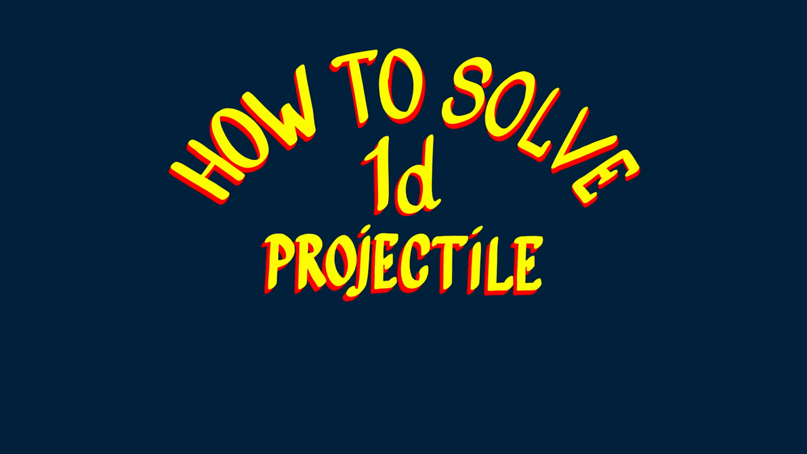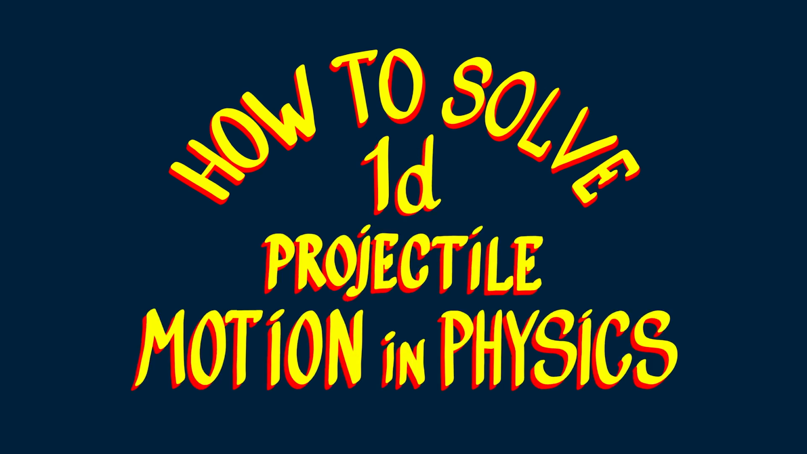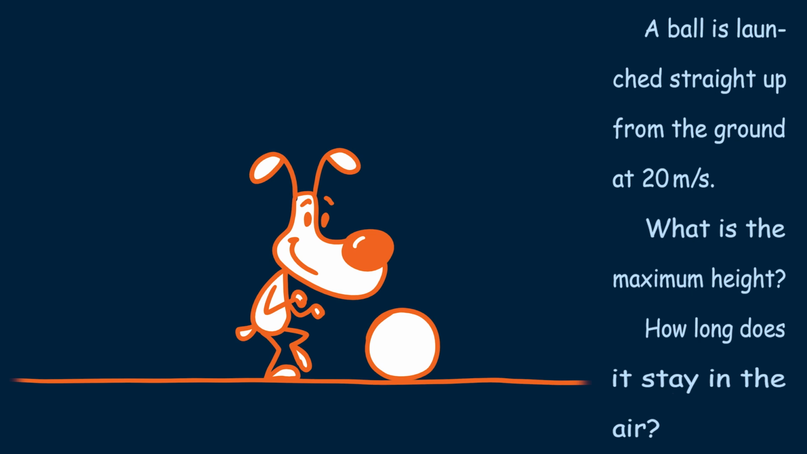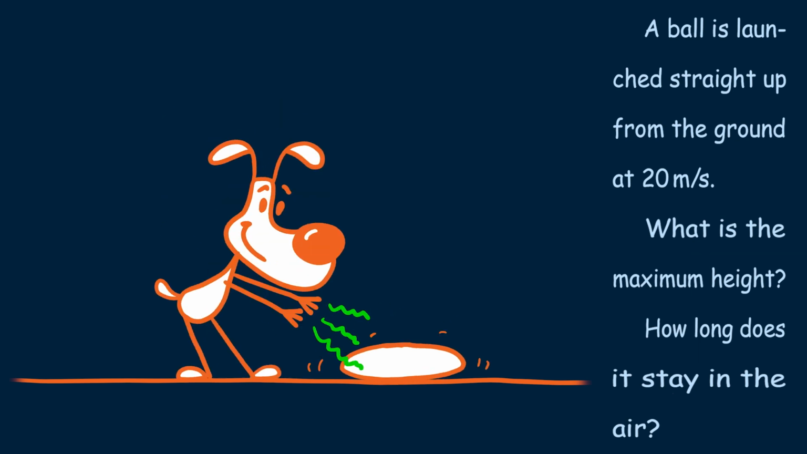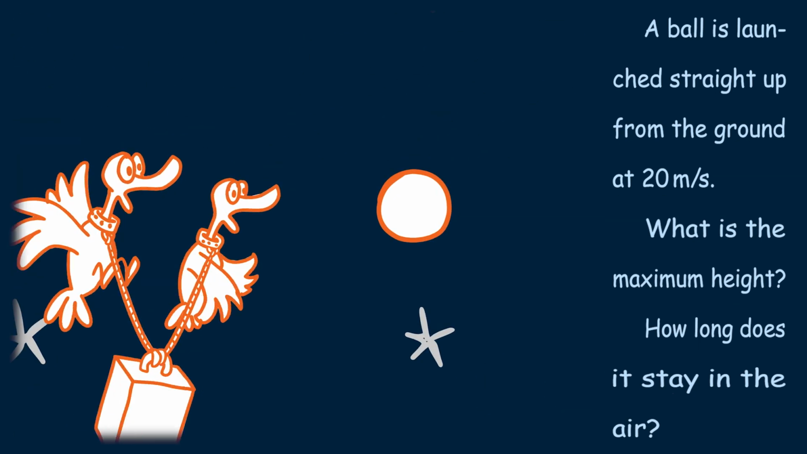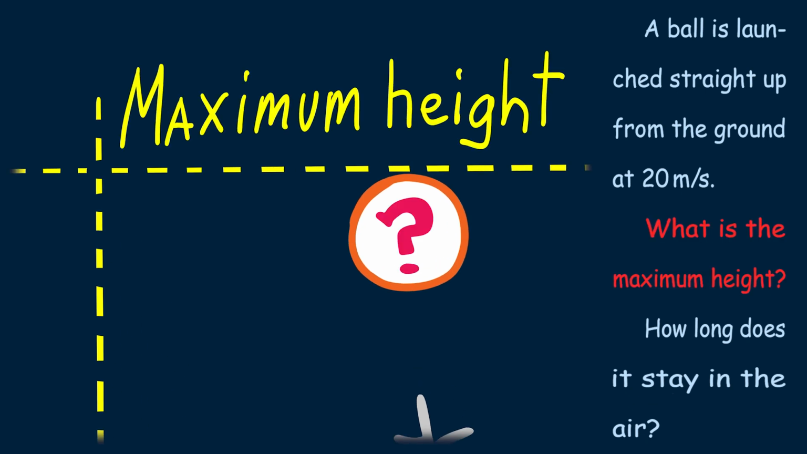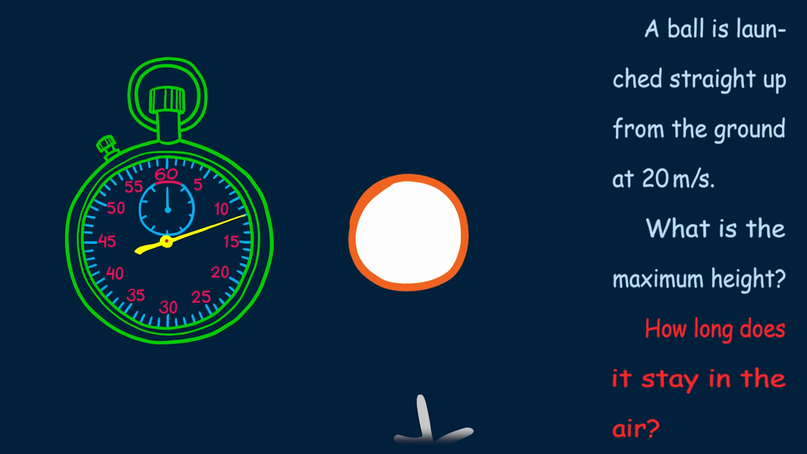Here's how to solve a 1D projectile motion problem in physics. So in this example, we have a ball being launched directly upwards, and we're asked to figure out the maximum height it reaches, as well as the total time the ball spends in the air.